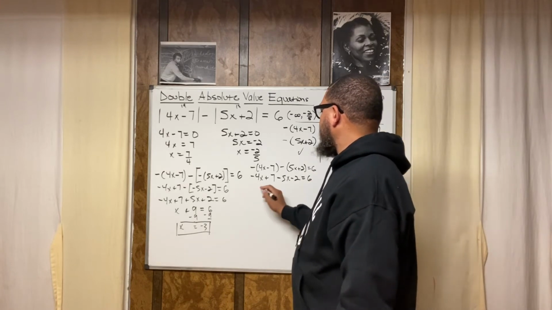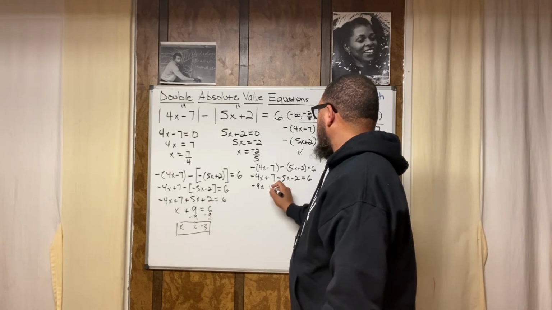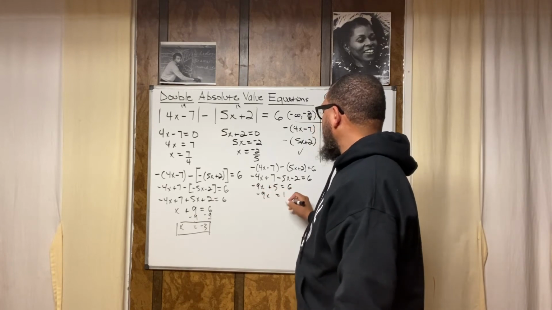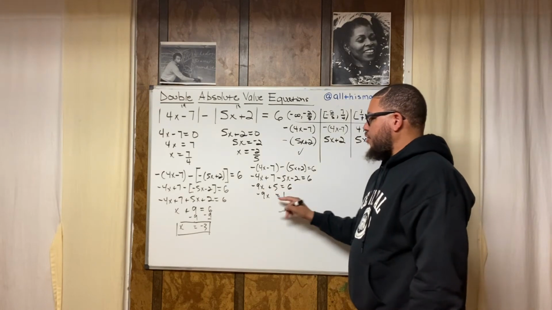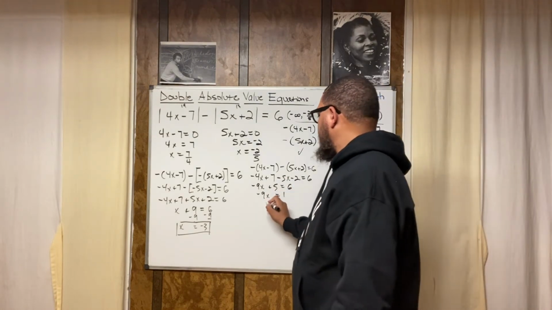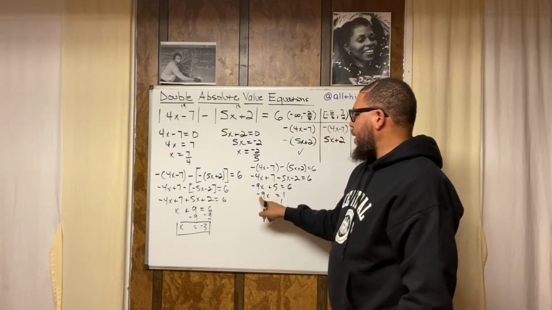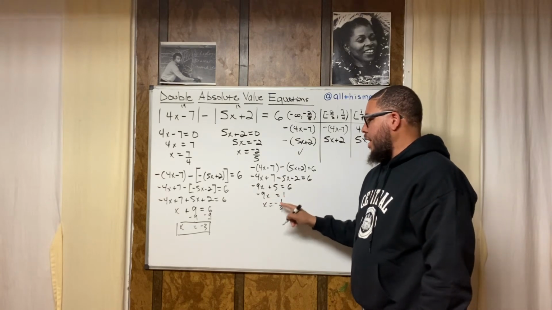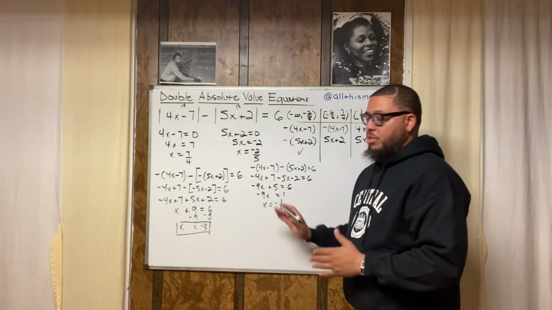Combine the x terms. I got negative 9x. The 7 minus 2 is 5, is equal to 6. I got negative 9x is going to be equal to 1. Where'd the 1 come from? Subtract 5 from both sides. Now, this is going to become x equals negative 1/9. How? Because I divide both sides by 9, right? Keep the balance, right? In equations, when we solve equations, we keep balance.